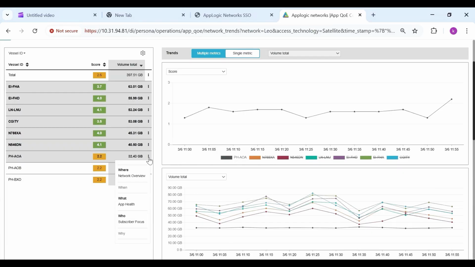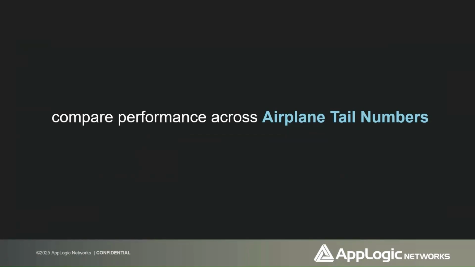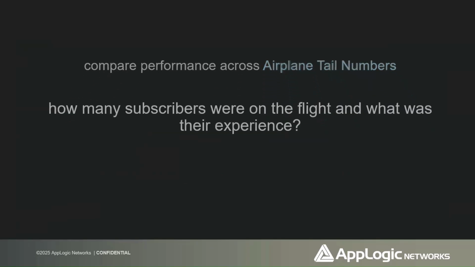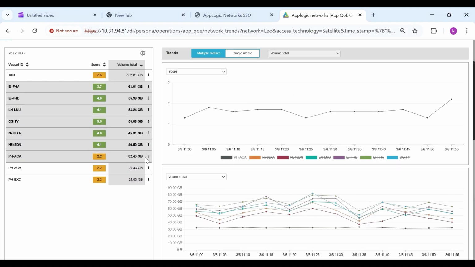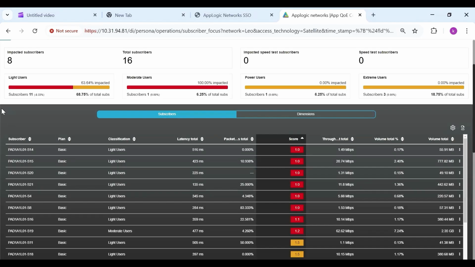And of course, when we have an issue like that, we know we have an issue with the airplane tail number, but we want to know who's impacted by that. How many subscribers are impacted? What was the experience of each subscriber? So we can drill down from this page and see who's actually impacted.